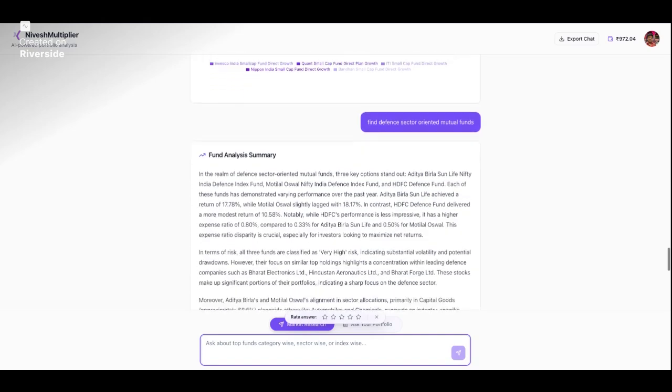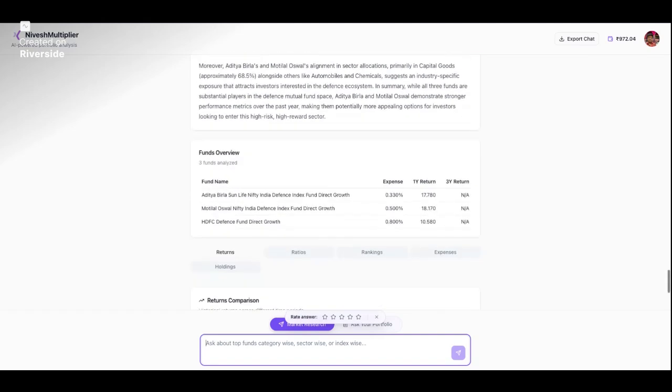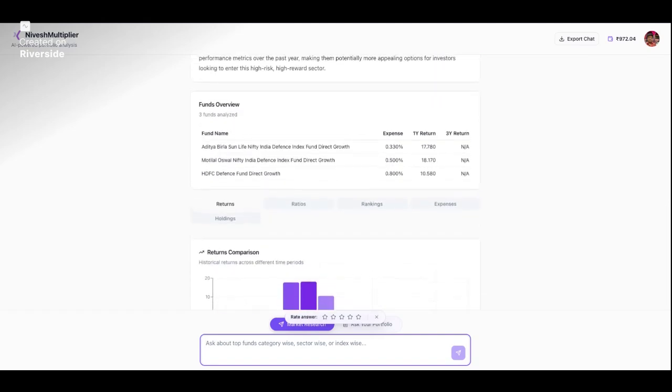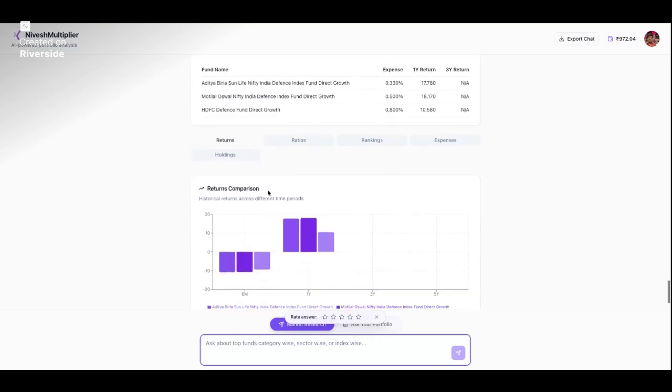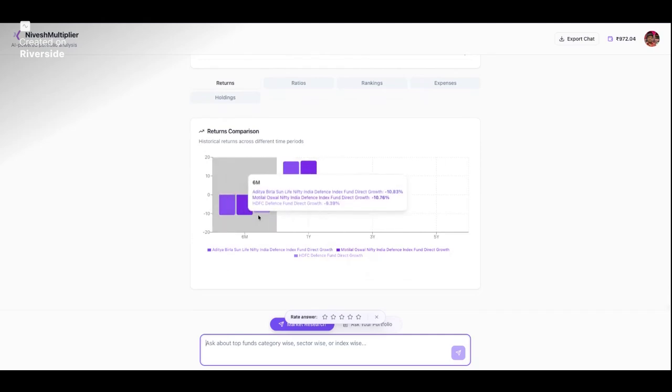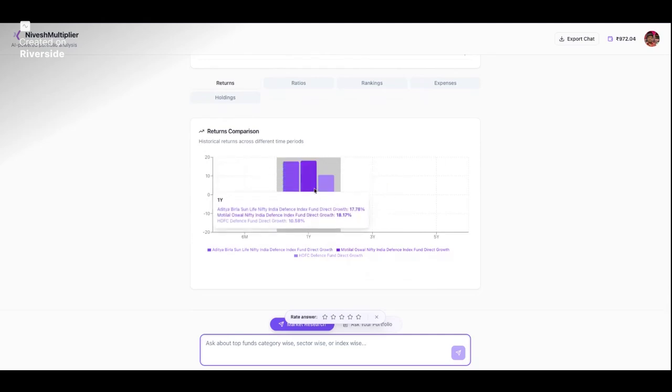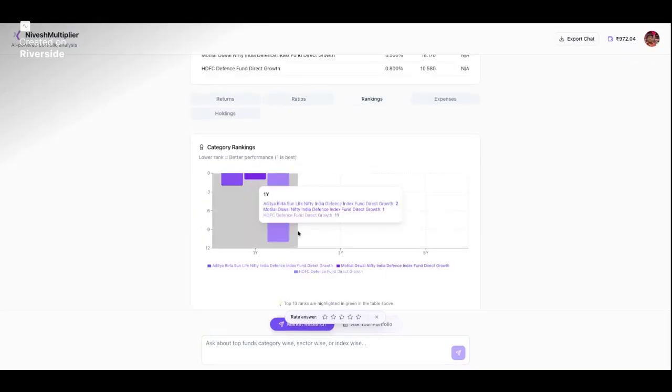So yeah, I got this. It has crunched the data and shortlisted 3 funds. Since this is a very sectoral fund and these are not very old, you have just 1 year return. It shows an Aditya Birla Nifty India Defence Index, a Motilal Oswal Nifty India Defence Index, and an HDFC Defence Fund. I could see the 6 month return is not very good and the 1 year return looks good in this kind of market. But since these are pretty much new funds, you don't have 3 year and 5 year data. Ranking wise, we have only the 1 year ranking.